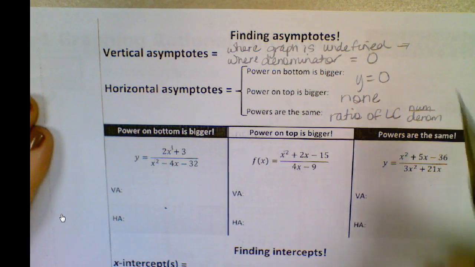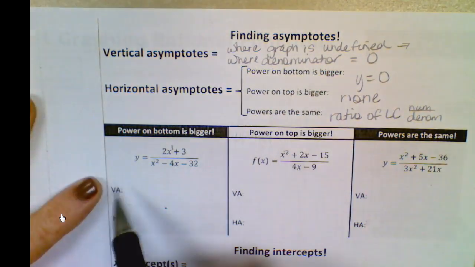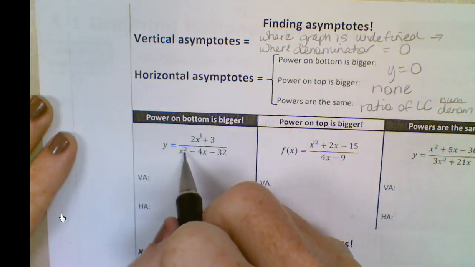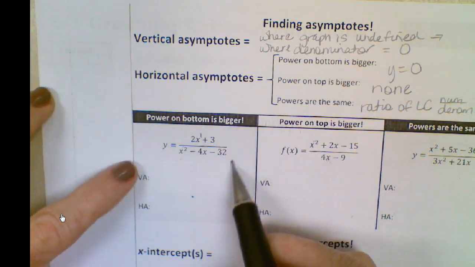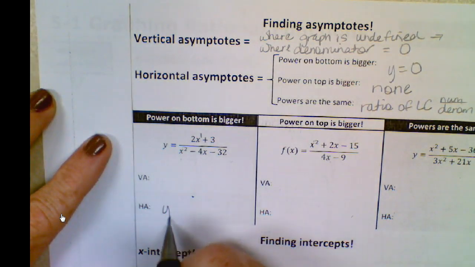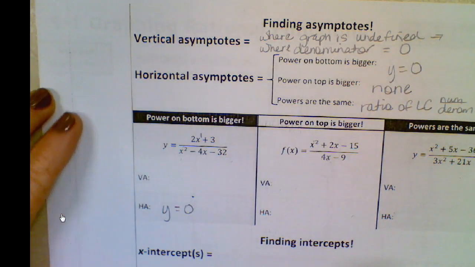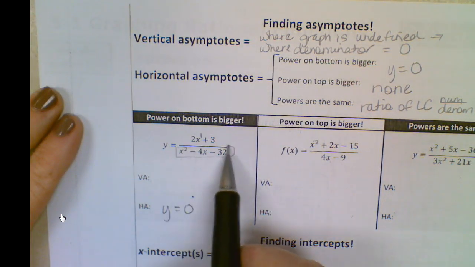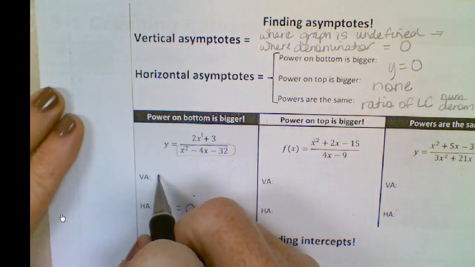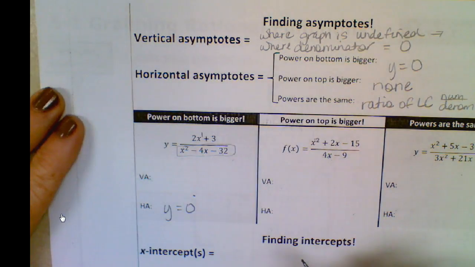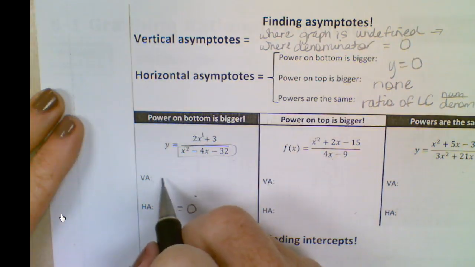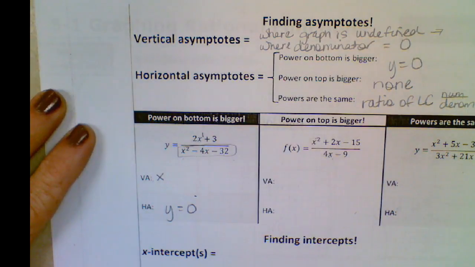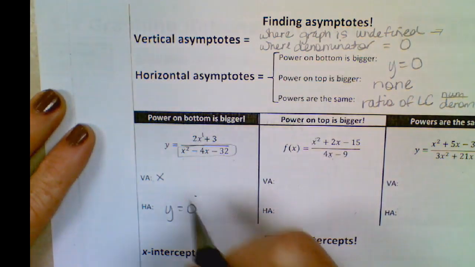Okay, so now that you've got those rules there, and we'll explain this in just a second. In our first example, the power on the bottom is bigger, which means that our horizontal asymptote is always going to be at y equals 0. Okay, so let's figure out the vertical asymptote. We need to figure out where that denominator equals 0. So if we have x squared minus 4x minus 32, what we really need to do is factor that equation, because then we can set each of our factors equal to 0 and solve, and then we've got the two spots where they will equal 0.